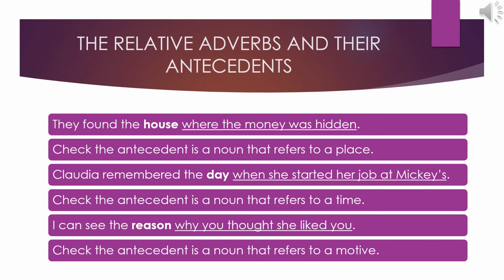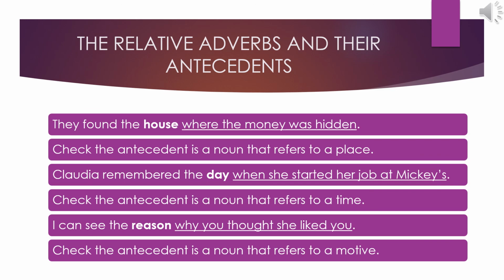Claudia remembered the day when she started her job at Mickey's. The antecedent for this relative clause, because it's being introduced by when, has to be a word that shows time, in this case day. In the last example, I can see the reason why you thought she liked you. The antecedent for the clause has to be a word that shows motive. In this case, it's the word reason.